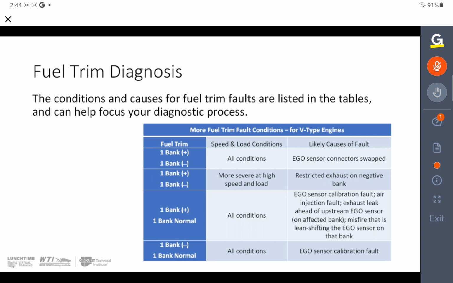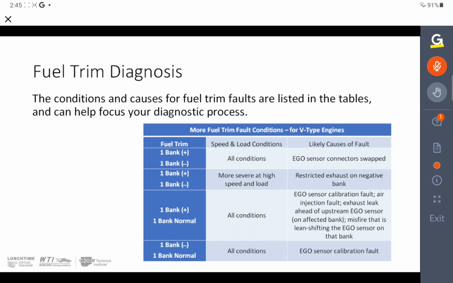Probably looking at an exhaust gas sensor calibration issue, possibly an air injection fault, exhaust leak ahead of the upstream O2 sensor or the front O2 sensor, maybe a misfire that's causing a lean shift on the exhaust gas oxygen sensor for that bank. Remember, when you have a misfire, if it's a misfire that causes a skip, not only are you not burning fuel, but you're not using oxygen. And air fuel ratio sensors and oxygen sensors, all they sense is oxygen.